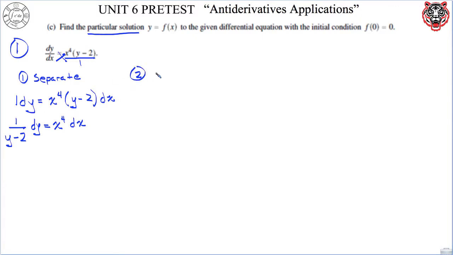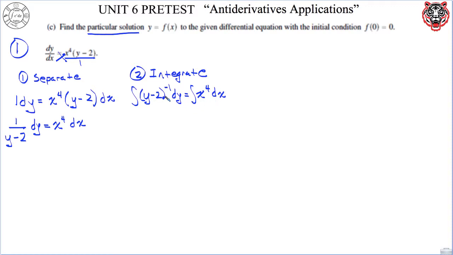Step 2 is to integrate. And when I integrate, I don't like fractions, so I'm going to move this to the numerator and turn it to the negative 1 power. So this is going to be the integral of (y minus 2) to the negative 1 power dy, equal to the integral of x to the 4 dx.